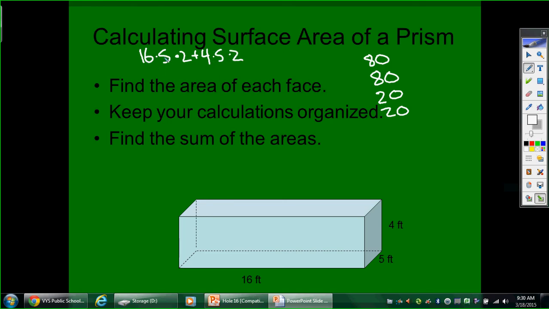So 16 times 5 times 2 because I have 2. 4 times 5 times 2 because I have 2. And then my front and back would be 4 tall by 16, and I have two of those as well. 4 times 16 is 64.